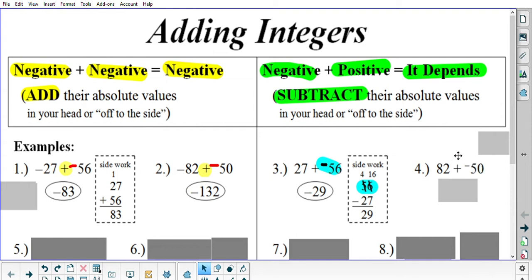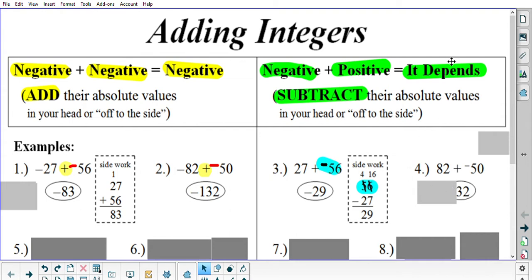82 is positive, 50 is negative. That's the scenario I've highlighted in green. A negative number and a positive number. Since they're different signs, we're going to subtract. We're going to find the difference. I don't think you have to do this one with side work because if you think 82 take away 50, you wouldn't have to borrow. 2 minus 0 is 2. 8 minus 5 is 3. So we have 32. Now, should the answer be positive or should it be negative?